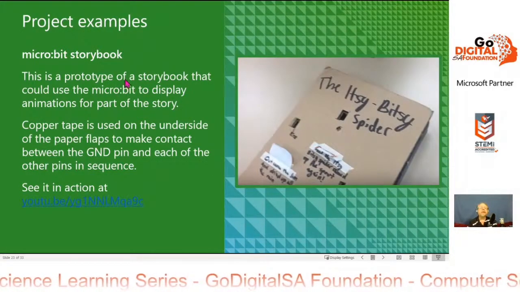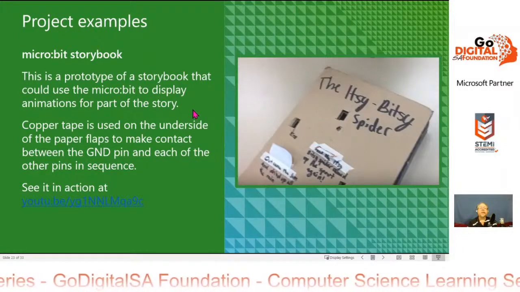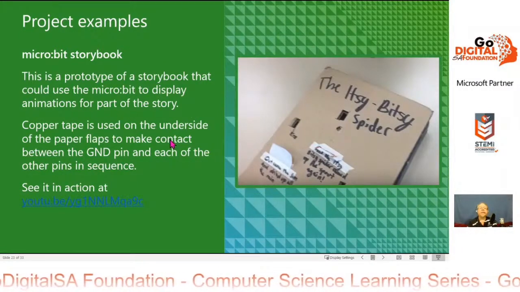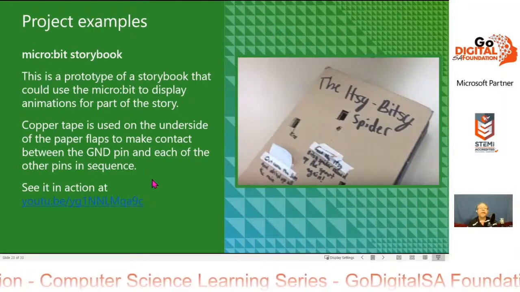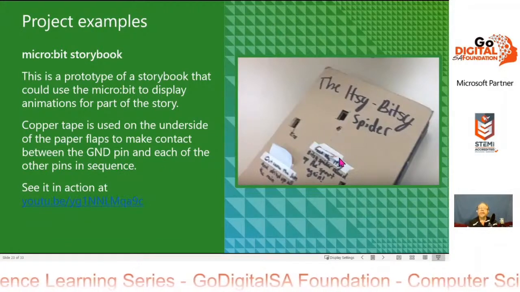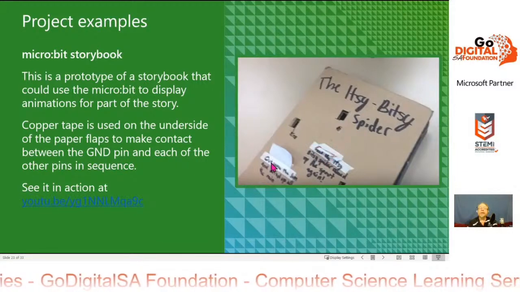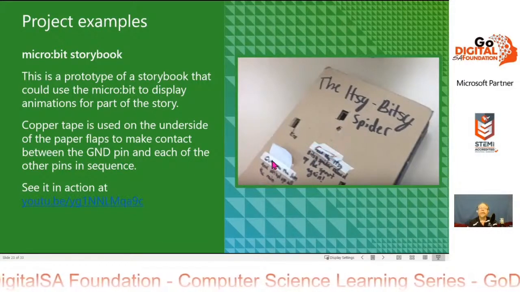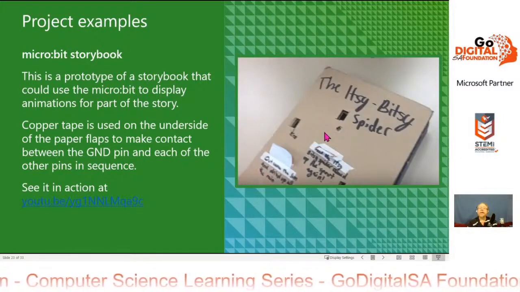A storybook is the prototype of a storybook that could use the microbit to display animations for part of the story. The copper tape is used on the underside of the paper flaps to make contact between the ground pin and each of the other pins in sequence. Here we've made a story, and you can touch these buttons which will make contact to the pins P0, P1, and P2, and that can display something on the microbit.